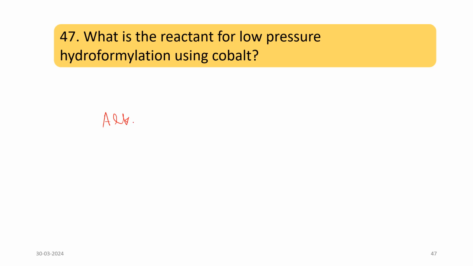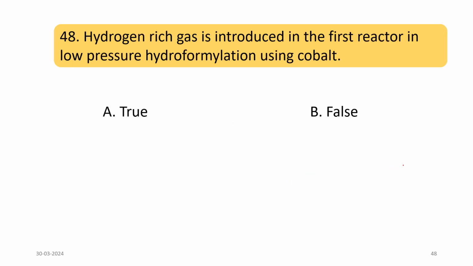So alkene is there, then obviously syngas is there, but the hydrogen amount is very less. So hydrogen-poor syngas is there. Okay.